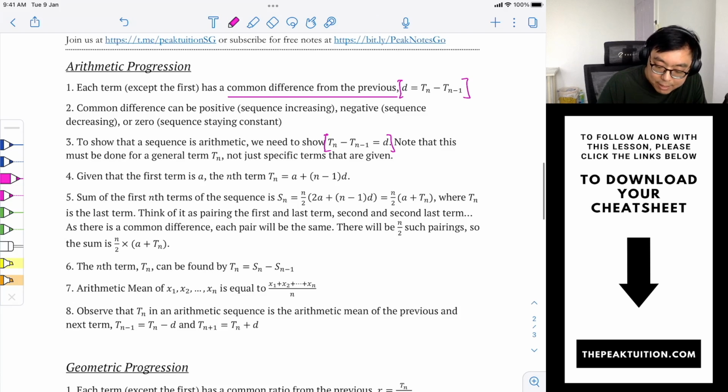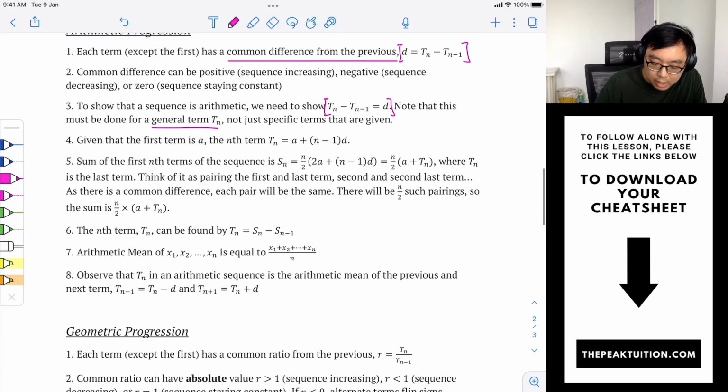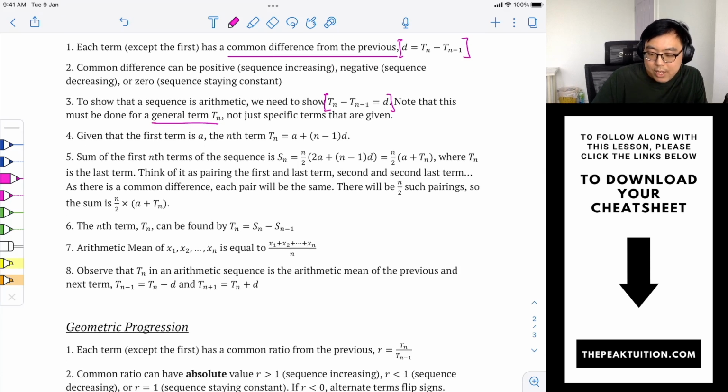Note that this must be done for a general term, okay? Because if it's a very specific term, it may be a pattern that is only valid for those few terms, which may not always be true, may not be true moving forward, right? So we should do it algebraically to show that it will be a common difference. And the general term Tn is denoted as this. Okay, using a general term, we can see why the common difference will be d.